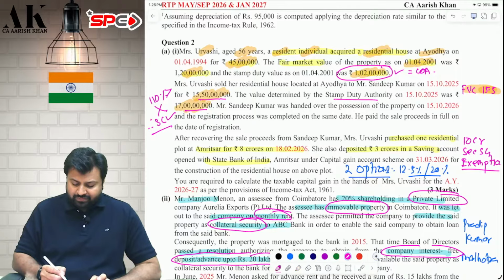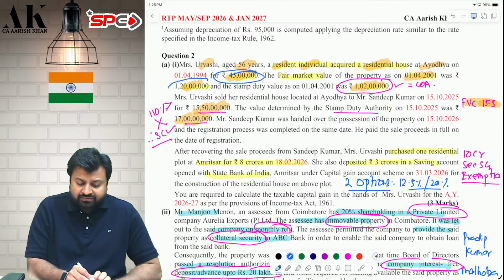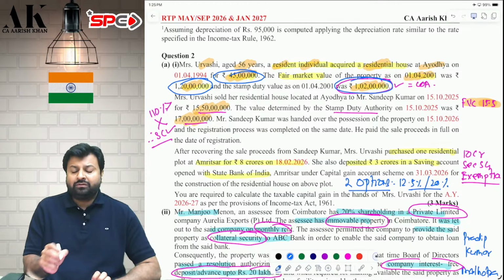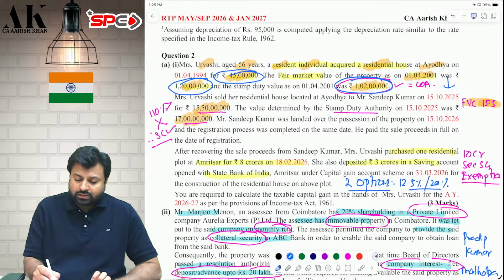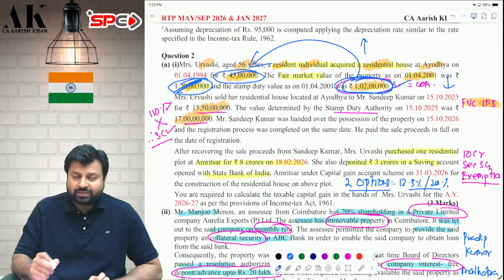Sir, what will be the cost of acquisition? See, the actual cost is 45 lakhs. Compare the lower of stamp duty value and market value on 1/4/2001, whichever is lower. So the lower is 1 crore 2 lakhs. Ignore this market value. Now we will compare this with the actual cost. Whichever is higher, therefore 1 crore 2 lakhs will become your cost.